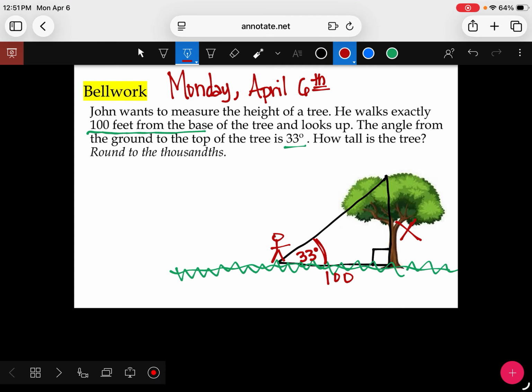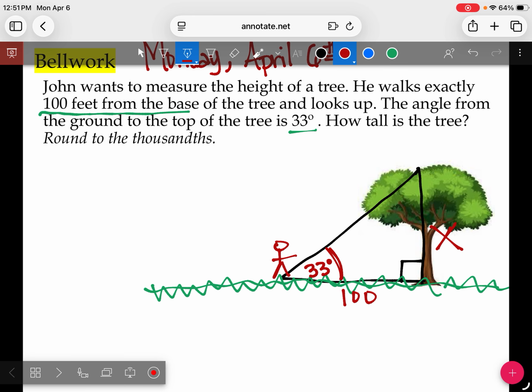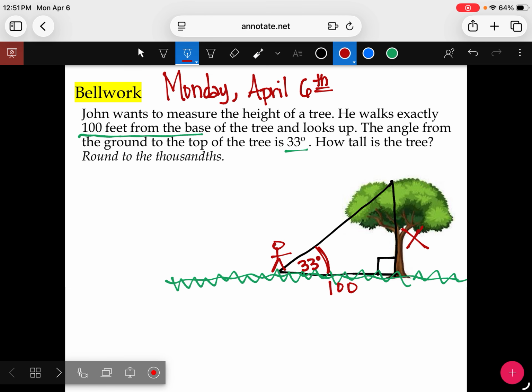So the first thing you have to figure out is what trig ratio is going to get us there. So label your three sides of your triangle using the 33 degree as your reference, where it's opposite, adjacent, and the hypotenuse.